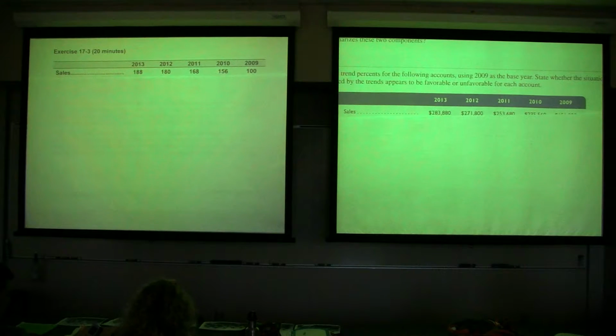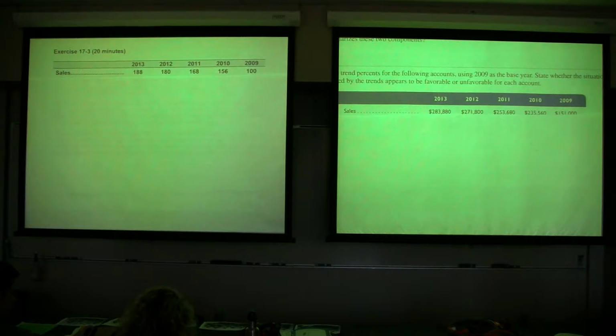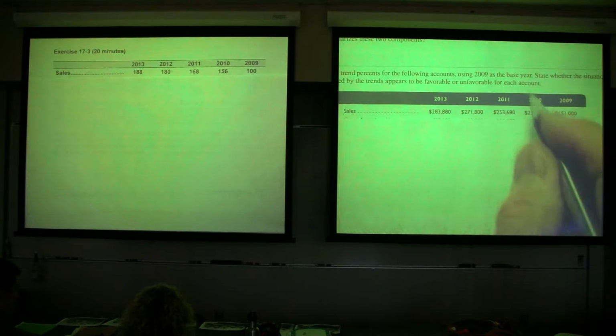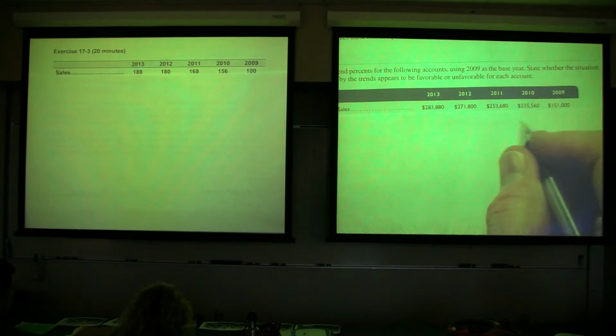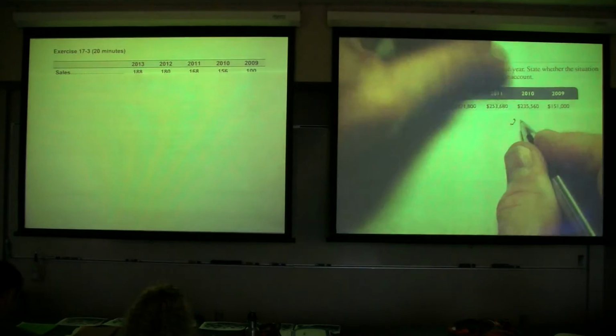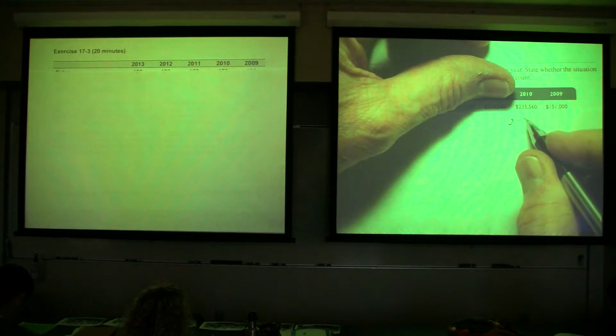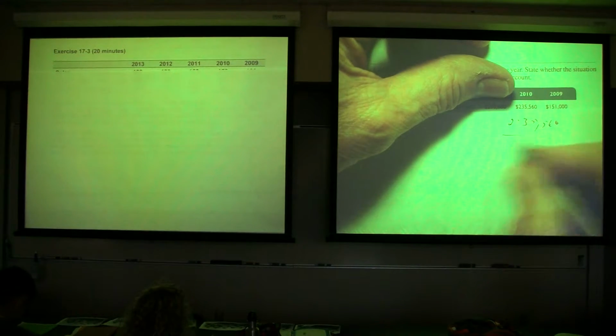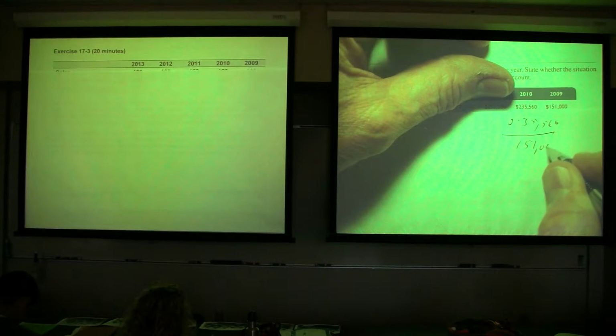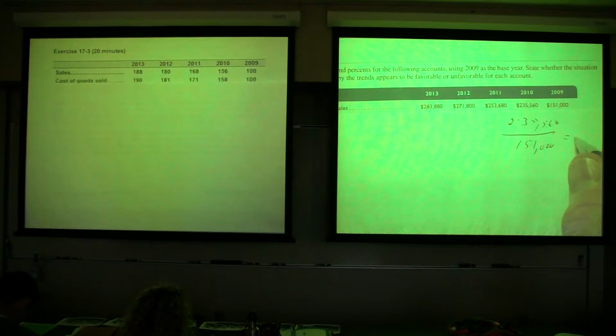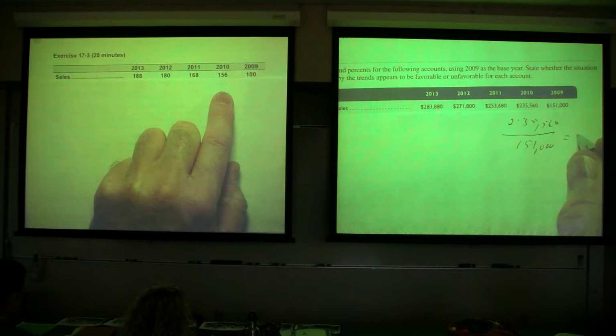Yeah, so for the numerator, when you took 235,560. I was mistaken. Wait, can you clarify that again? Sure. You weren't supposed to subtract here. For 2010, what you do now is put 235,560 over 151,000, and you get 1.56 times 100, which is 156%.